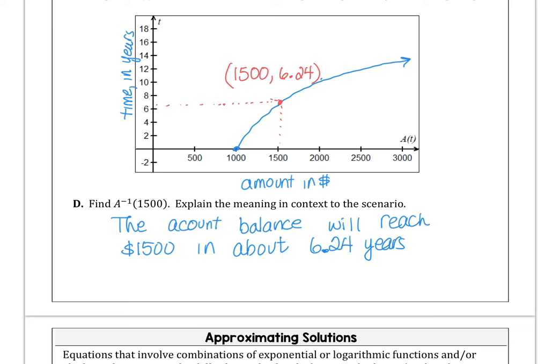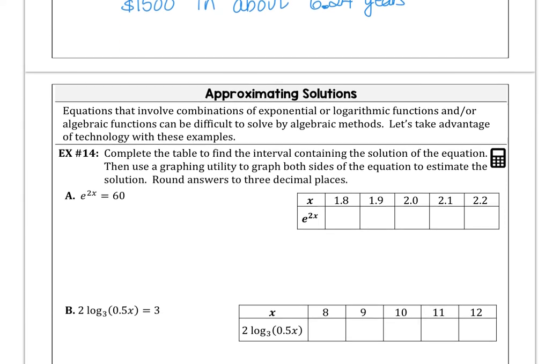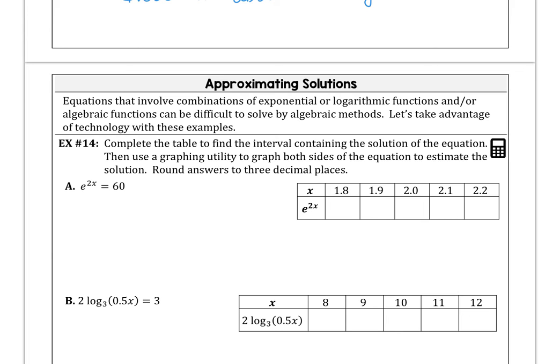And then example 14, equations that involve combinations of exponential or log functions or algebraic functions can be difficult to solve. So we're going to take advantage of technology here. And I'm going to ask you to get your calculator out. e to the 2x equals 60. I found e to the 2x at 1.8 is 36.60. At 1.9 is 44.70. At 2, 54.60. At 2.1, we've reached over what we're looking for.